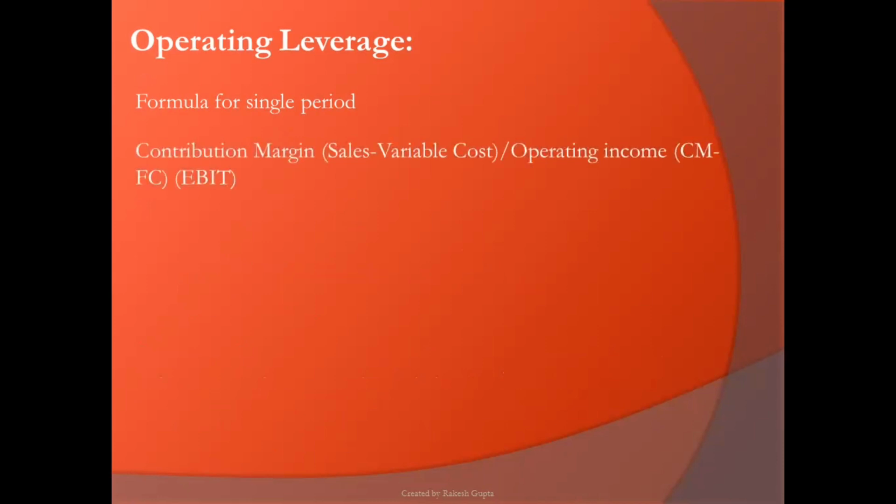Next, operating leverage ratio. Formula for single period: contribution margin divided by operating income. How to calculate contribution margin? Sales minus variable cost. Variable cost is also called cost of goods sold. How to calculate operating income? Contribution margin minus fixed cost. You can say earning before interest and taxes.